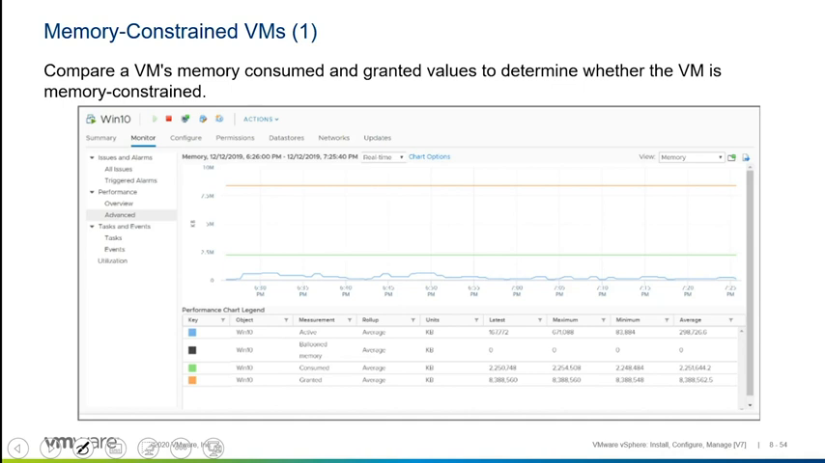Let's look at memory-constrained virtual machines. When we look at your virtual machines, we can tell whether or not the VMs themselves have been given an appropriate amount of RAM by your ESXi host. In this case, we're looking at 4 different counters: active, ballooned, consumed, and granted.